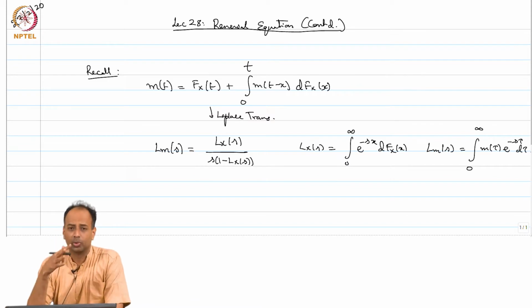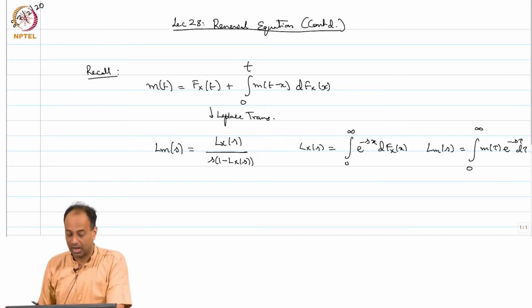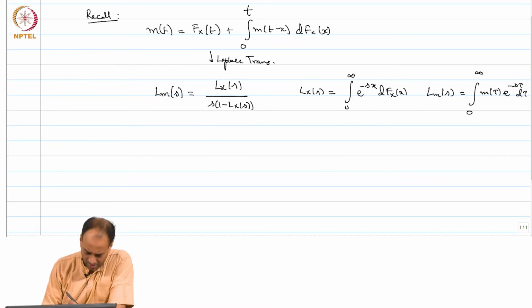L_X of s is known to us because the renewal process inter-renewal distribution is given, right. So, you can calculate L_X of s, and you can put L_X of s into this equation to get L_m of s, and you can invert back to get m of t. Now, let us just do an example.